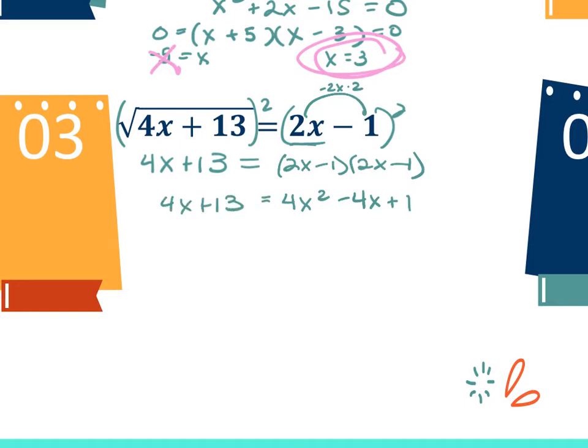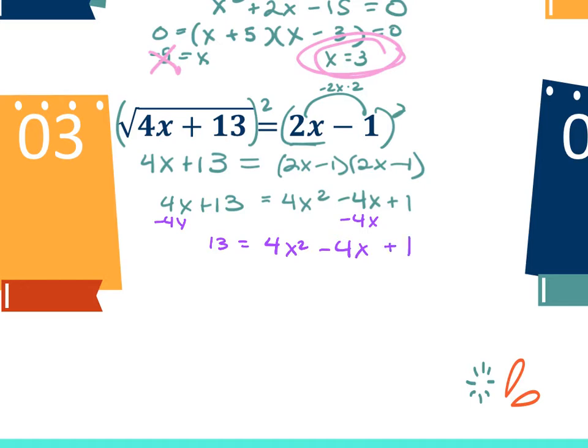4x plus 13. Again, I got an x squared, yes? So I want to get everything to one side. I'm going to subtract the 4x. I get 13 equals 4x squared minus 4x.